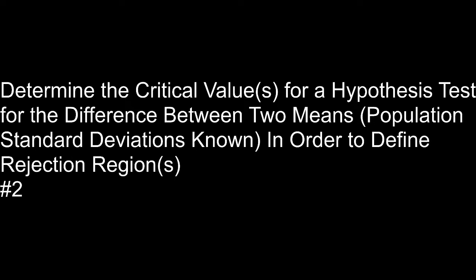This video is on the objective: determine the critical value or values, if it's a two-tailed test, for a hypothesis test for the difference between two means. And this is with population standard deviations known, so you can be working with z-scores and the normal distribution instead of t-scores or the student's t.